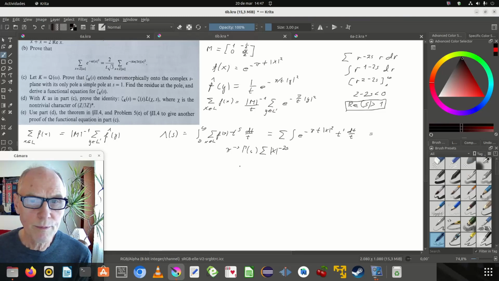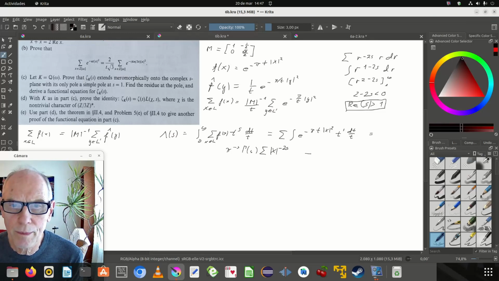Oh, then we are home. This is exactly pi to the minus s gamma s, the zeta function.